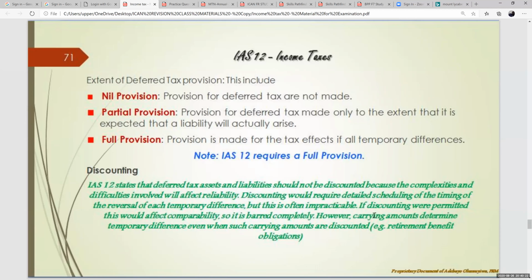Now, comparing that carrying amount with the tax base again gives you temporary difference. And you now want to discount that temporary difference. It then means that you are discounting twice, which contravenes the principle of time value of money. On that basis, the board, which is the IASB, concluded that discounting should not be applied.